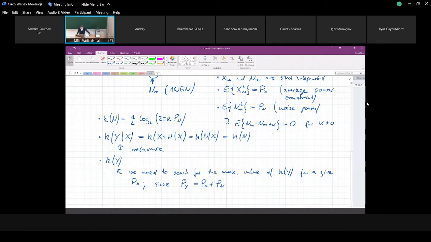So this means Pn is fixed. This describes our channel. Px is fixed because this is our average power constraint. Then we know Py. And now in order to maximize the mutual information, which is just h of y minus this, we have to maximize this. The maximum value is given for a Gaussian distribution of y at this power. So therefore, y needs to be Gaussian distributed.